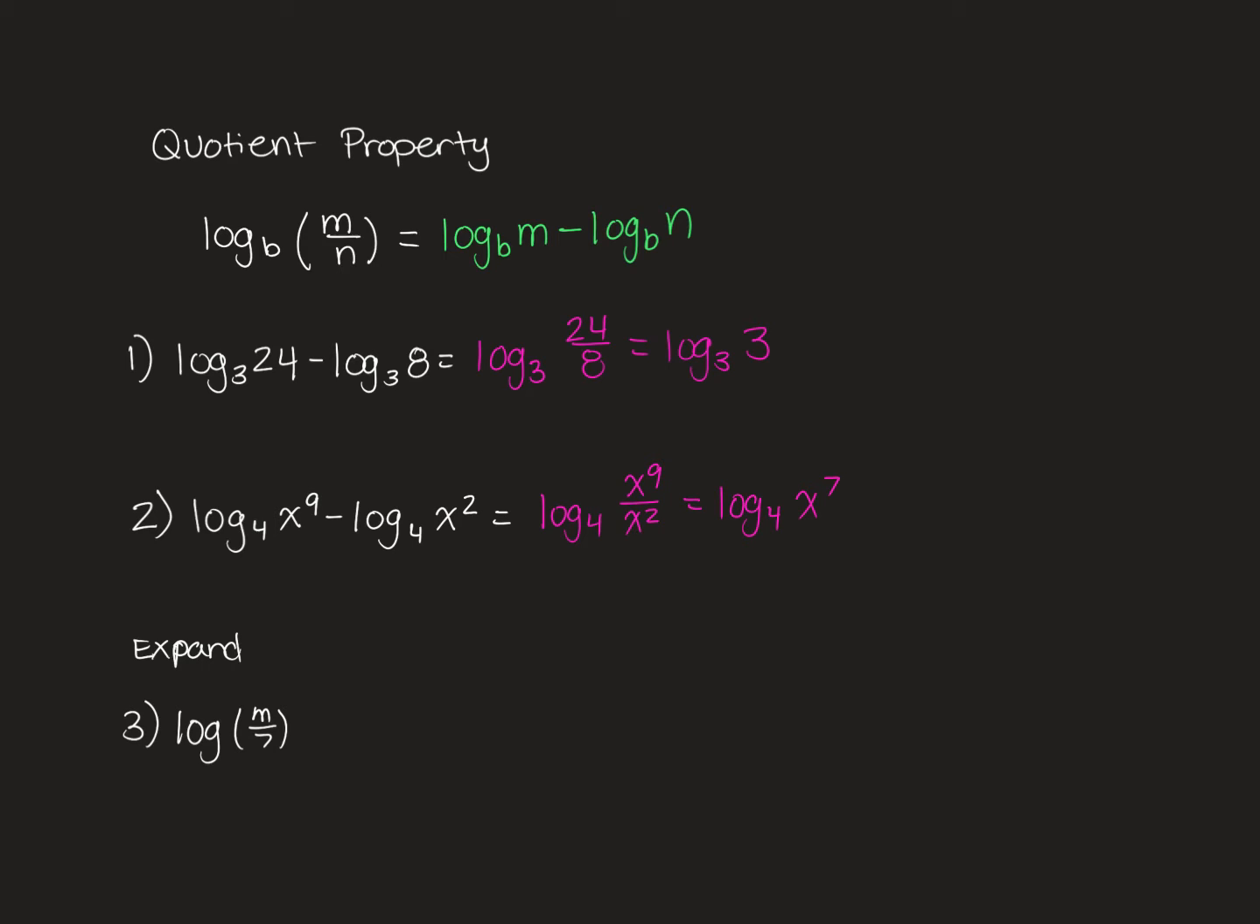We can also expand the logarithm. So if there's no base, remember it's base 10. So we have log base 10 of m divided by 7. So we can expand this to say log of m minus log of 7. That's your quotient property.